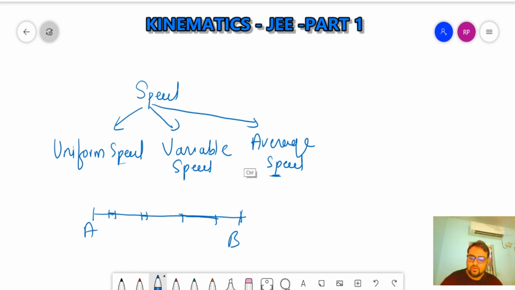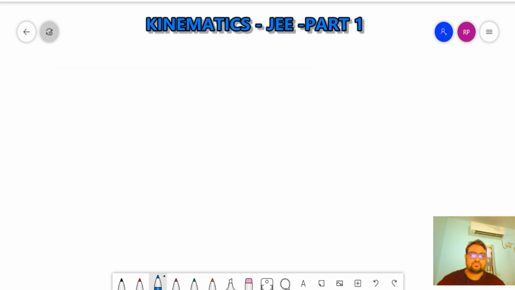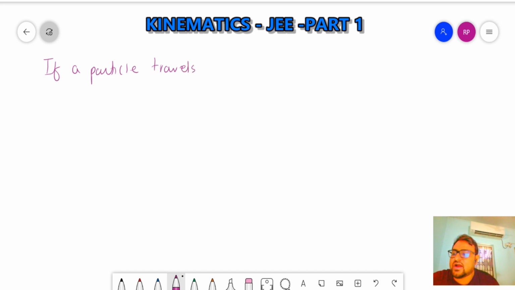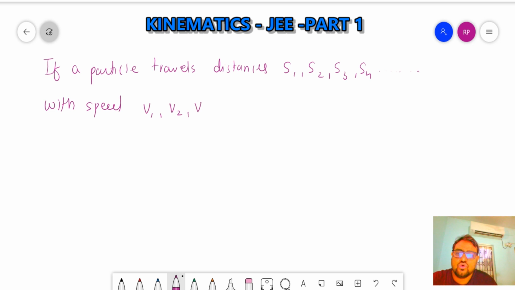Okay, so I'll just move to the next. If a particle travels distances s1, s2, s3, s4, and so on with speeds V1, V2, V3, V4, and so on, that means different distances with different speeds in the same direction.